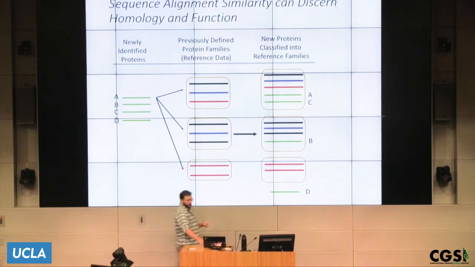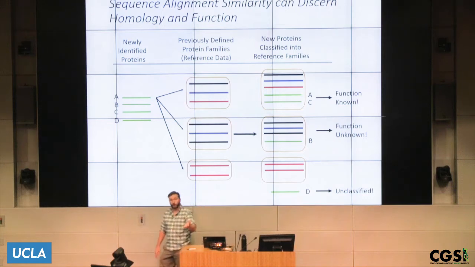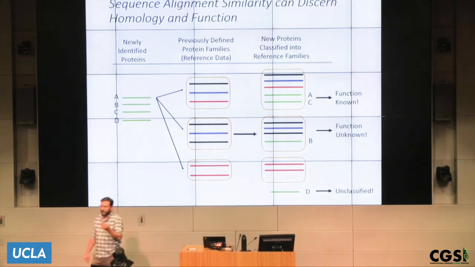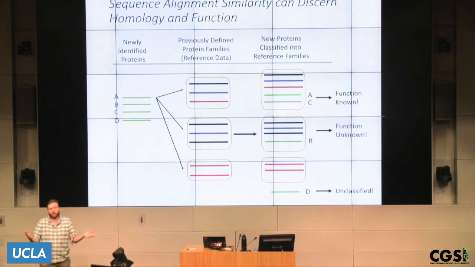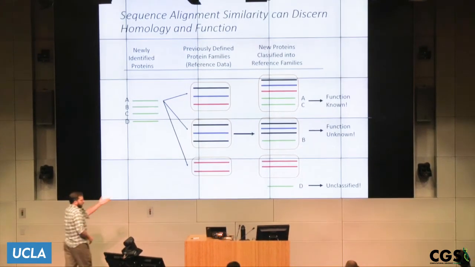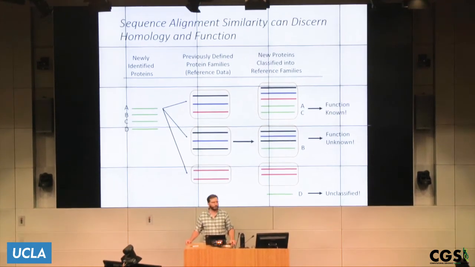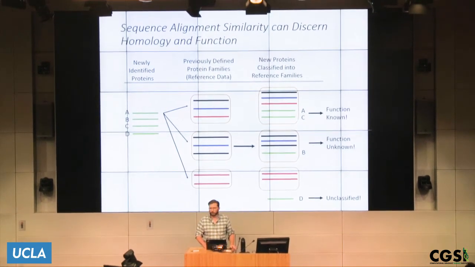Once we've got these different classifications, we can then impute at least high-level functions for the different sequences. A and C happen to be in a family for which we know something about that particular family's function. That's great. We can make some imputation about what these genes might be doing. Protein B, however, may be a member of a family for which we have no described function. It happens a lot. It's a frustratingly frequent occurrence. And again, D is unclassified, so oftentimes it just gets ignored, depending on the analysis that's occurring. So this is what we do when we have whole genome sequences, and we have whole genes.